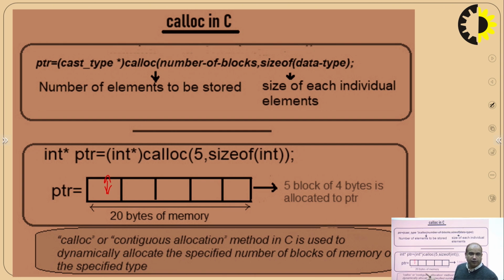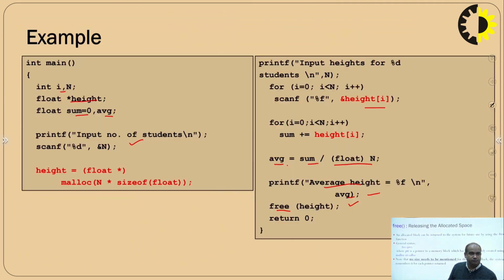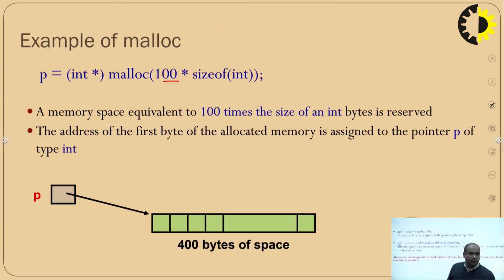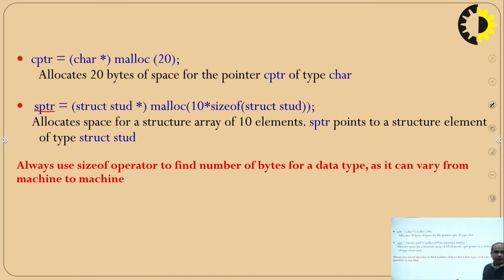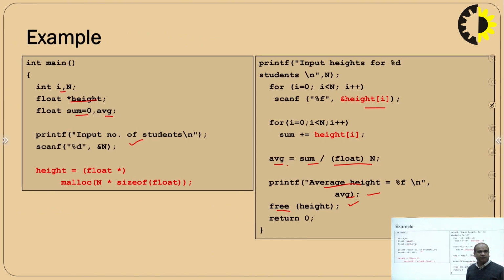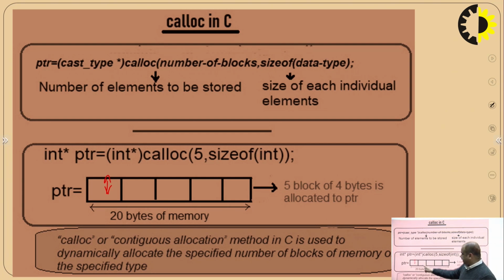So the total value will be 20. In case of malloc, you will see 40 contiguous space will be there, but in case of calloc, 4 is the size of the block and total elements will be 5. So total will be 20 bytes of memory that will be stored. So calloc is contiguous memory allocation.